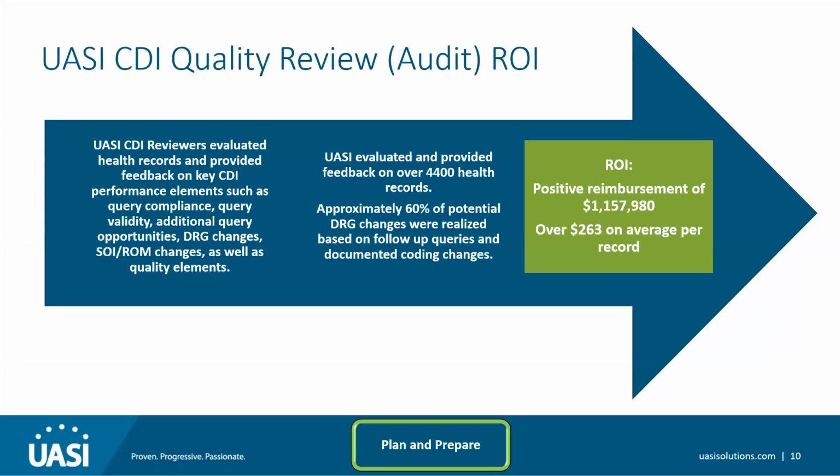And here's just a real quick summary of an example of 4,400 health records from several clients where we focused the audit to look just for DRG changes. In that, we found an average of $263 additional potential reimbursement per record, which paid for that external audit and then some, because the education provided afterward helped capture those topics in the future as well.